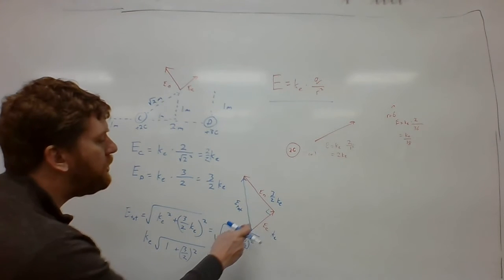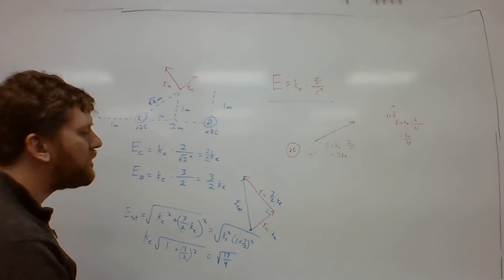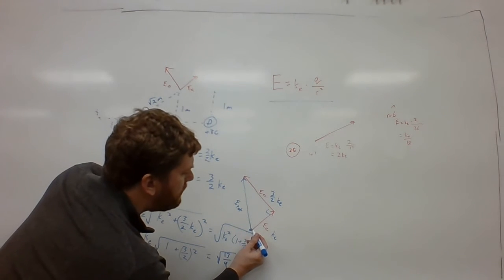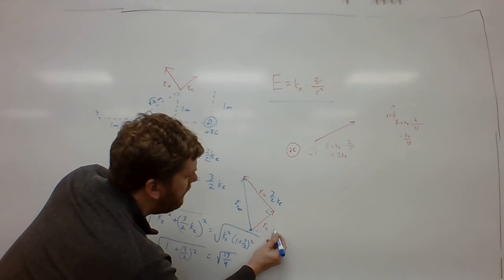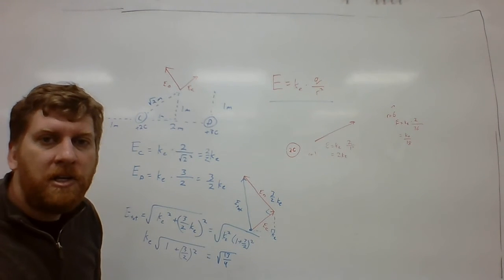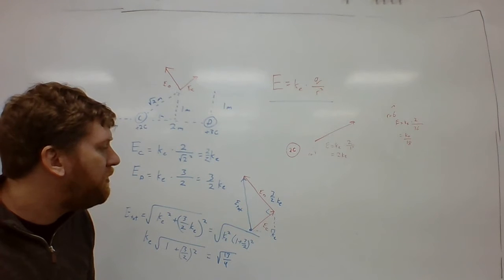If I were to break this up into horizontal and vertical components, it would be a few extra steps. What I would do is create a triangle here, a right triangle. Whenever you have a right triangle, you can use sines and cosines to figure everything out.